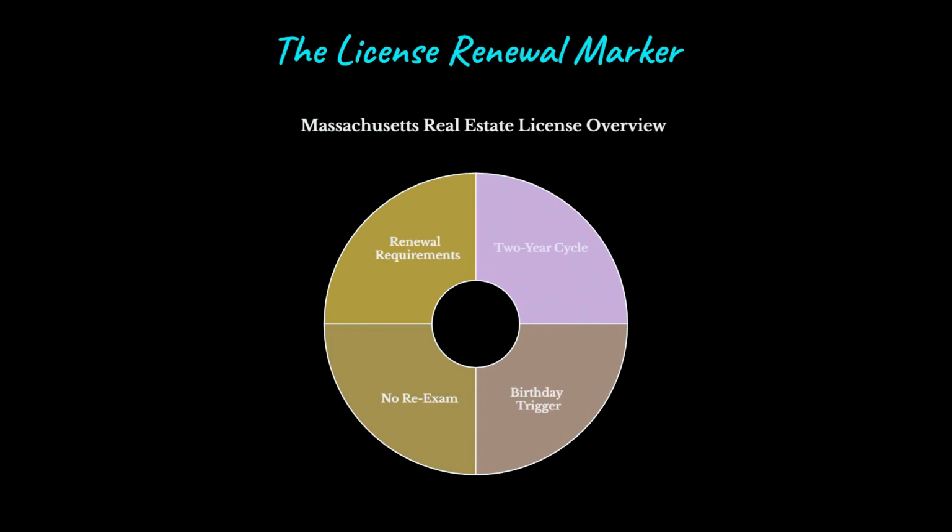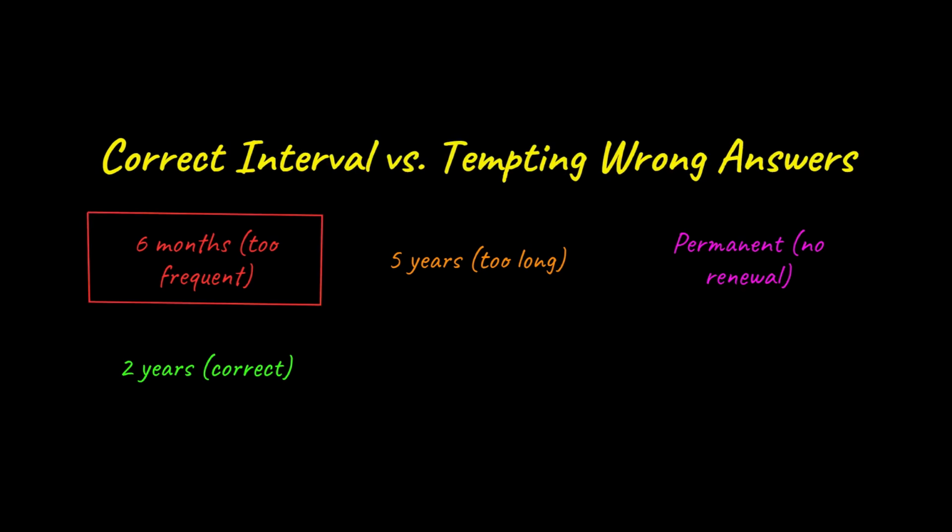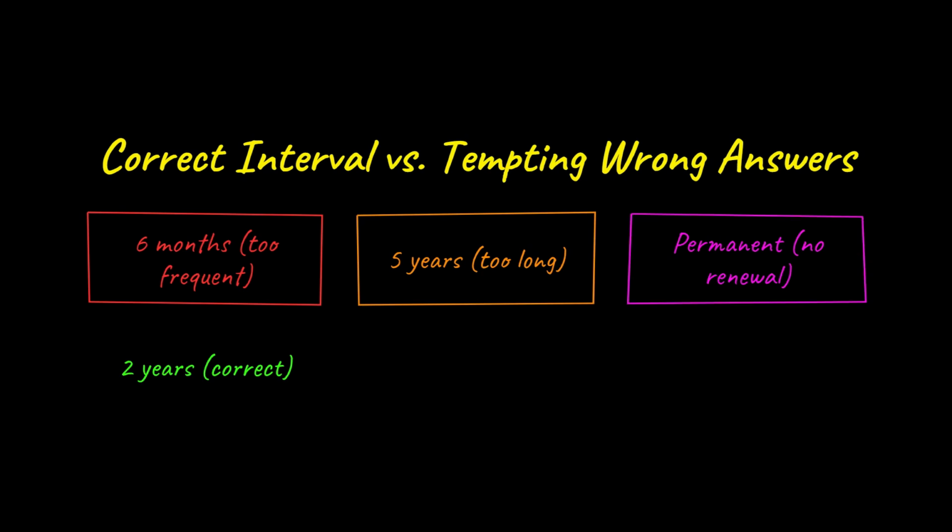Picture the license itself as a document carrying its own built-in reminders. The 2-year cycle sets the rhythm, the birthday marks the trigger, and meeting the renewal requirements, not a new exam, keeps everything current. Exam writers build wrong answers from tempting but incorrect intervals. 6 months is far too frequent. 5 years is too long and belongs to other credentials. And a permanent license contradicts the whole idea of renewal. The real answer is 2 years.